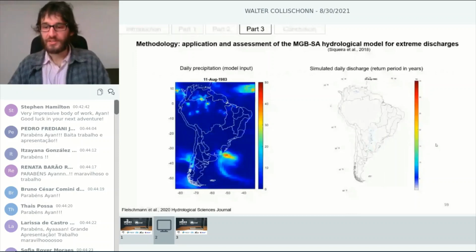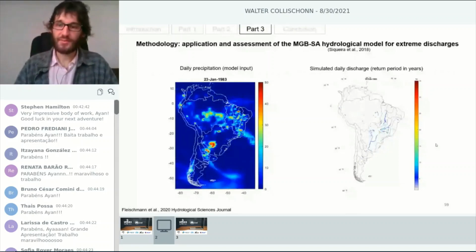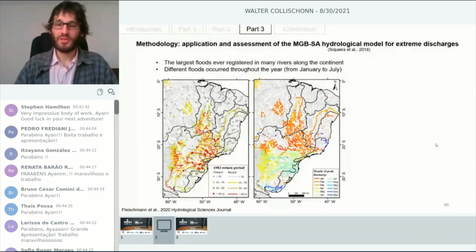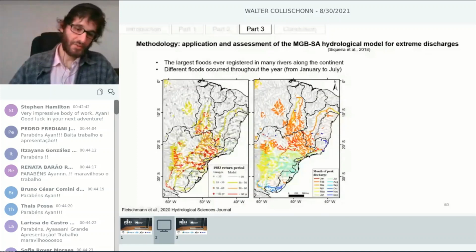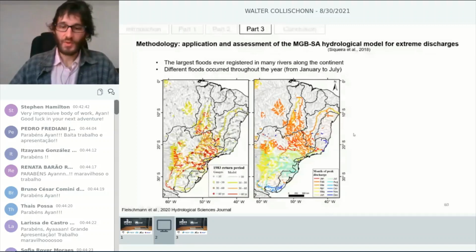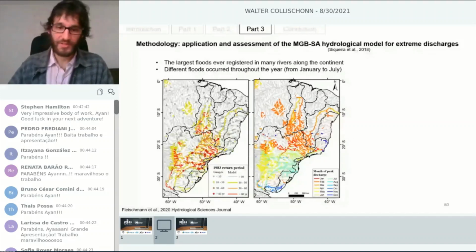And by looking at this map, we summarized this animation and these model outputs with this figure here. So basically on the left, we have the return period for each river reach. The more red the reach, the more extreme was the 83 flood in this particular reach. And on the right, we plot the month of peak discharge. So here you can see in red the reaches where the flood occurred in January and more in blue in December. So it's very clear that there is a southward direction of the month of peak discharge.